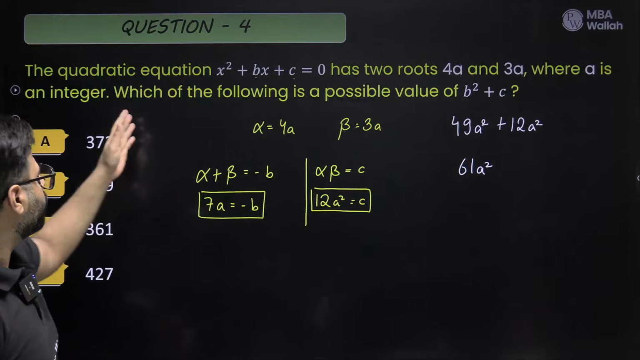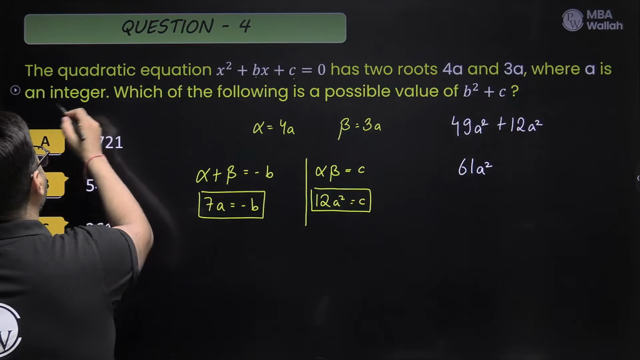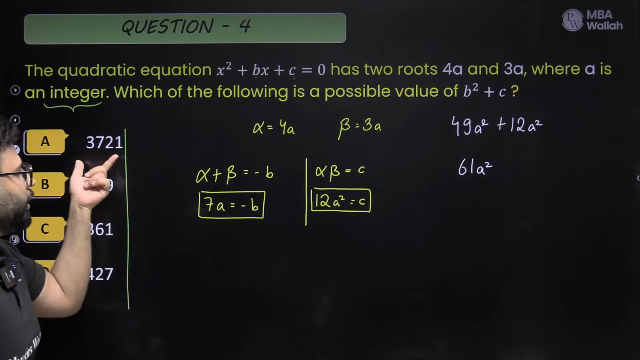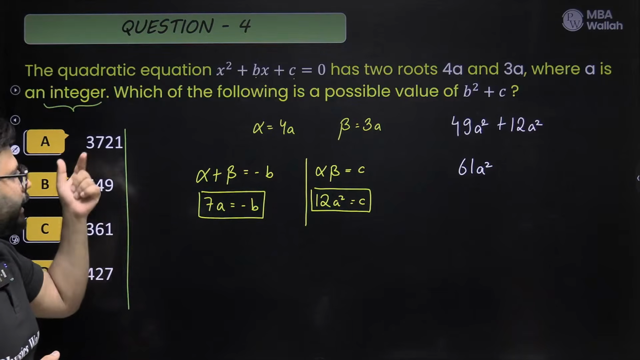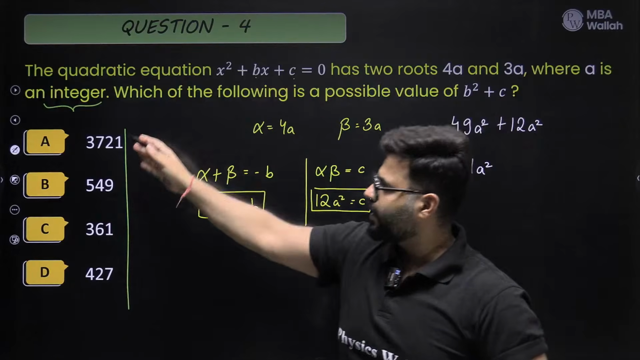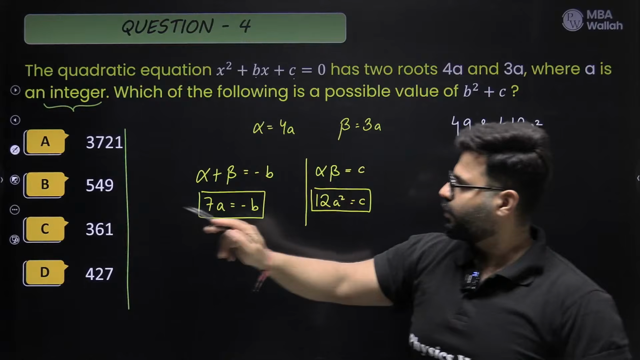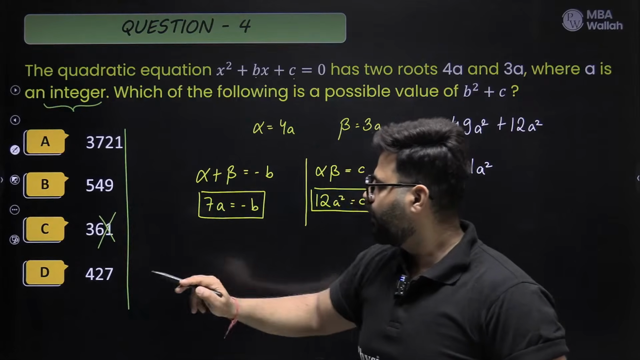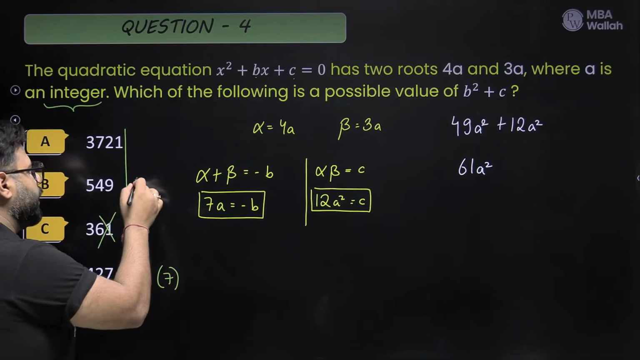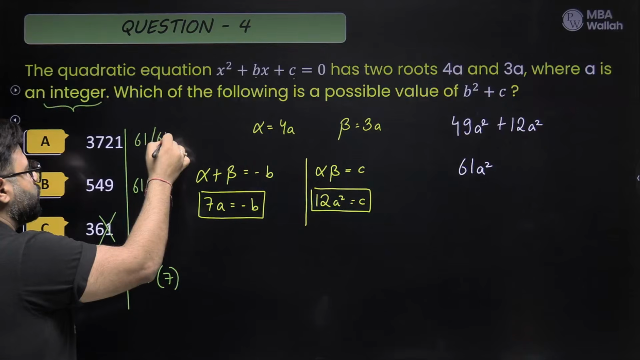Now guys, if I know that this particular term b square plus c is 61a square, I am here to find out which of the following could be a possible value of 61a square. I also know a is an integer. So one thing is sure, that these guys should be multiples of 61, and then 61 into something which is a square, yes or no? So one thing is for sure, they must have a 61. This guy even does not have a 61, yes or no? So this does not stand a chance. This can be written as 61 into 7. This can be written as 61 into 9. And this can be written as 61 into 61. This is a square of 61.